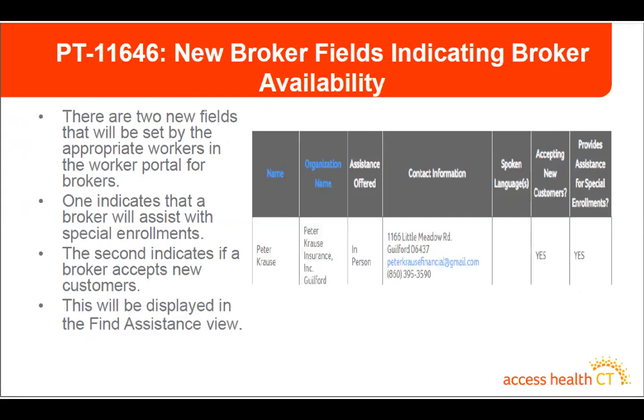Another item that's been updated is when you search for a broker, it will now indicate whether they are accepting new clients or if they're accepting any special enrollments outside of open enrollment. This is great for both CACs and brokers. Brokers could now be listed properly as it works with their book of business, and CACs will know exactly who to send their clients to and who is actually accepting new clients.